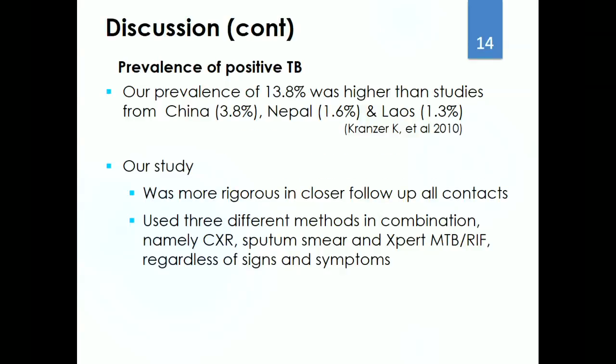The prevalence of the positive TB in our study, 30.8%, is higher than the studies from China, Nepal, and Laos. Because in our study, we were more rigorous and followed all contacts more closely. We used 3 different methods in combination, chest X-ray, sputum, and GeneXpert, regardless of signs and symptoms of TB.